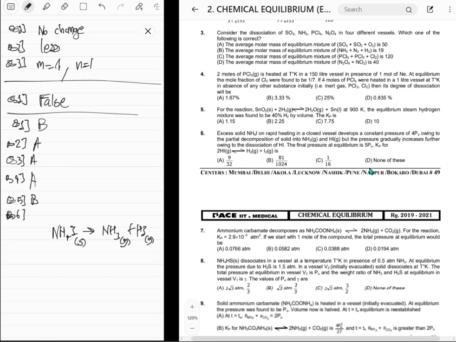But the pressure gradually increases further owing to the dissociation of HI. So this thing dissociates to H2 plus I2. The final pressure is 5 P naught. So it develops a constant pressure of 4 P naught if we ignore this dissociation, if this somehow doesn't happen. Owing to the partial decomposition of solid NH4I into NH3 and HI, both of these have the same partial pressure. So both of them have 2 P naught.